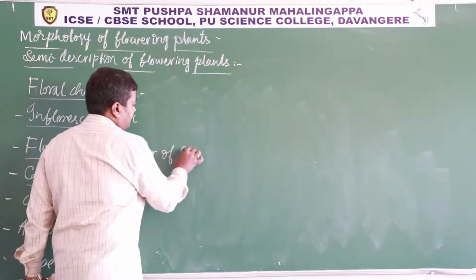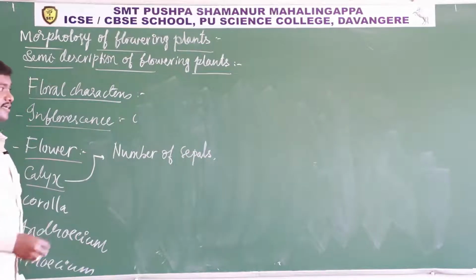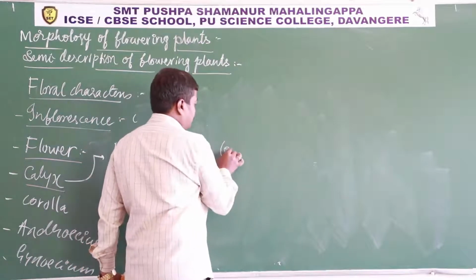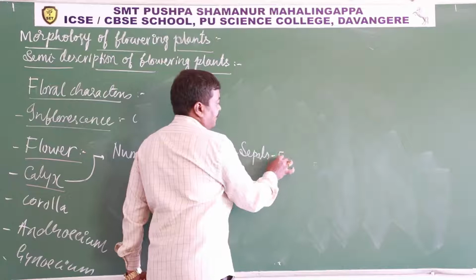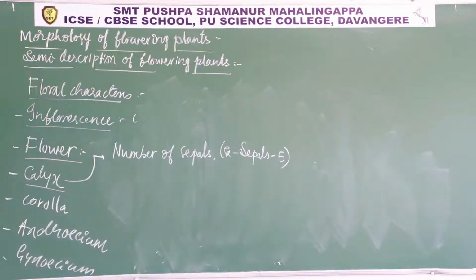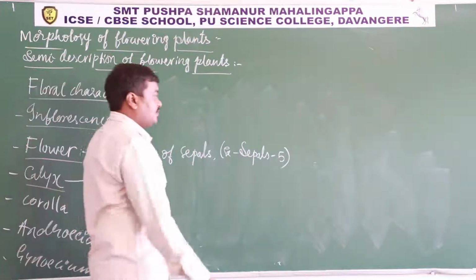Number of sepals. So how to write it? For example, sepals 5, or sepals 4, or sepals 10, like that you need to mention. Number of sepals is the first thing you need to write.